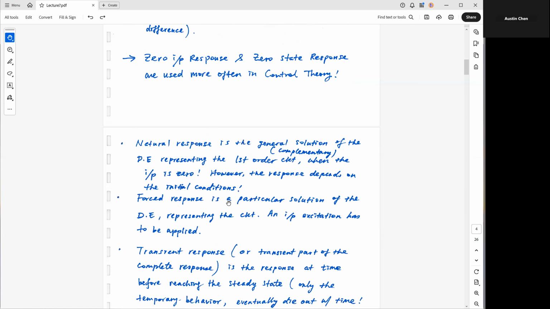The forced response is a particular solution of a differential equation representing the circuit. So in such case, we need to have an input excitation. It can either be a voltage source or it can be a current source.